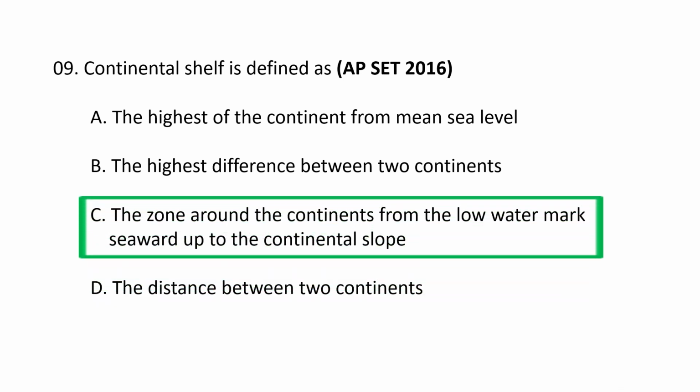The continental shelf is the gently sloping, submerged margin of a continent that extends from the low water mark or coastline seaward to where the steep continental slope begins. So it's a shallow, extended part of the continental landmass covered by relatively shallow seas, and it is characterized by a gradual drop off into the deeper ocean floor.